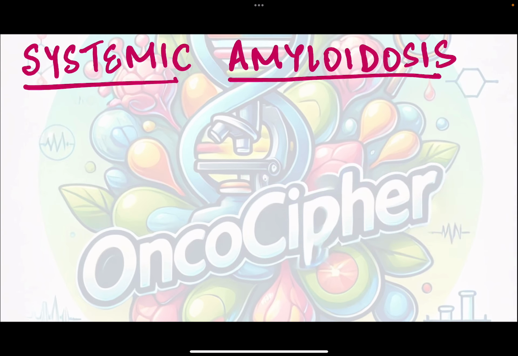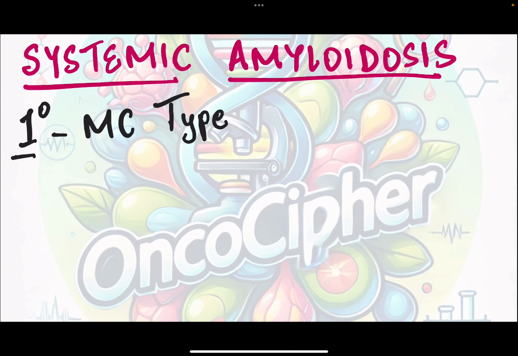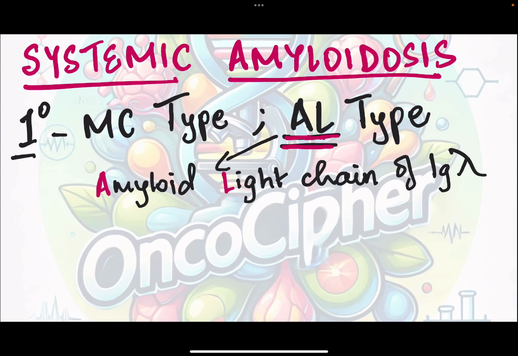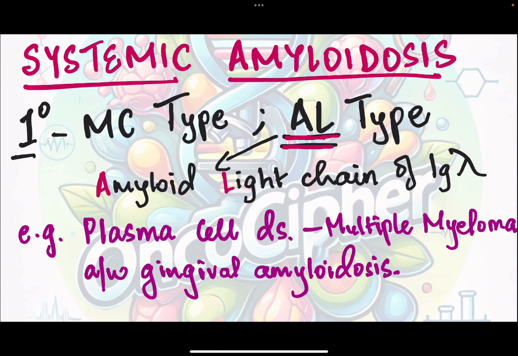First, we'll discuss systemic amyloidosis. First being primary, which is the most common type of amyloidosis, and this is of AL type, which is amyloid light chain of immunoglobulin lambda. Example being plasma cell dyscrasia or multiple myeloma, which is associated with gingival amyloidosis. Each and everything over here is an extremely important MCQ question.